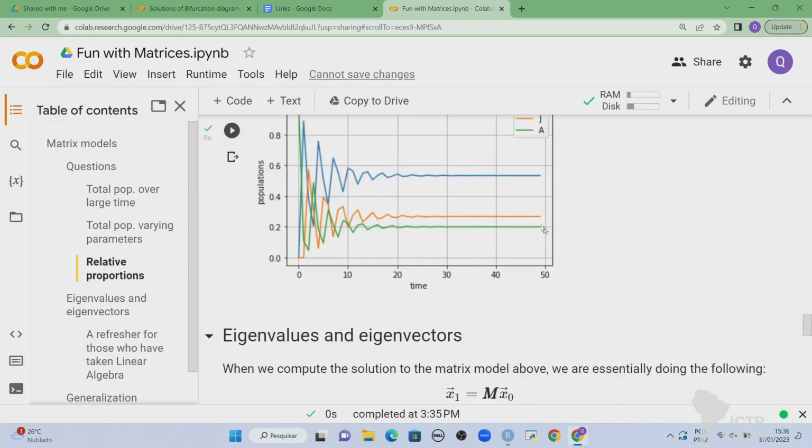Nice. So you see, even though at the beginning it looks crazy, it looks like now you have a lot of adults, now you have a lot of juveniles, a lot of newborns, and so on, for a large time, over 20 generations, this goes to a stable age distribution. So this is the stable age distribution.